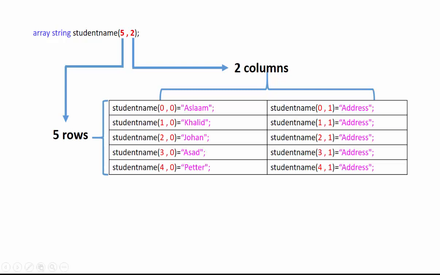Look at another diagram to see how the data will be stored in the array. The name Aslam will be saved in the first row and first column at index number 00. The address will be saved in the first row and second column at index number 01. Likewise, the remaining information about your students will be entered. However, the index number for each piece of information will be unique.